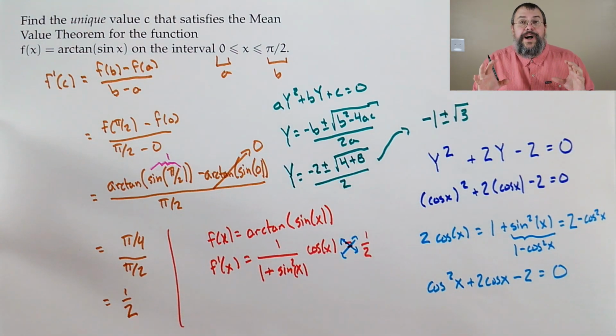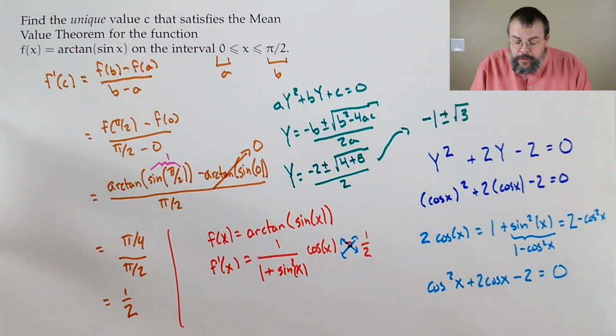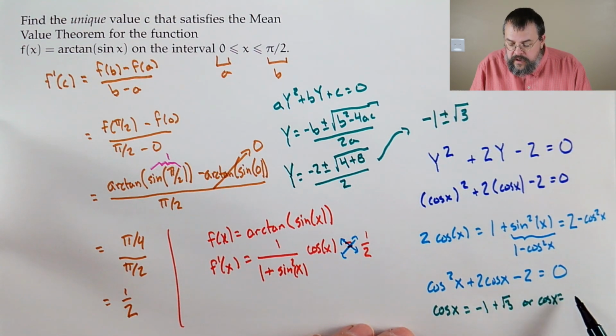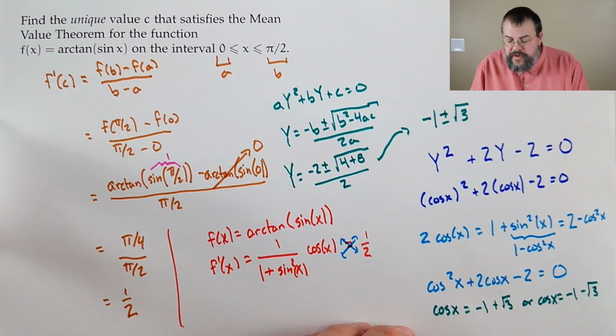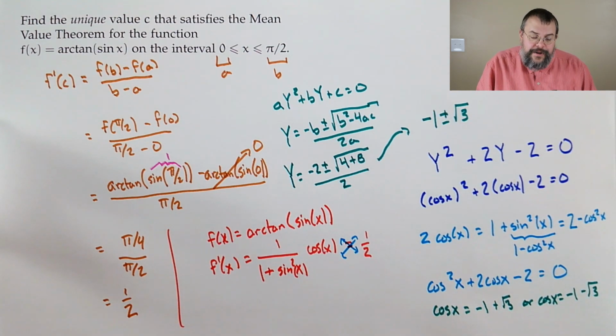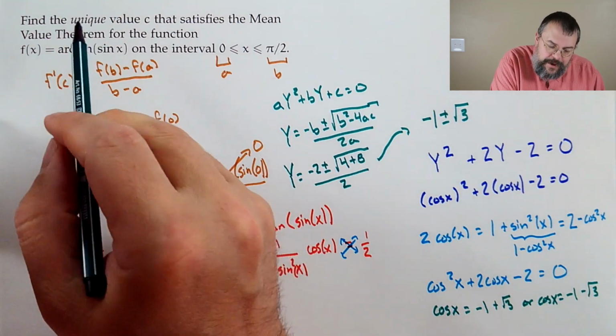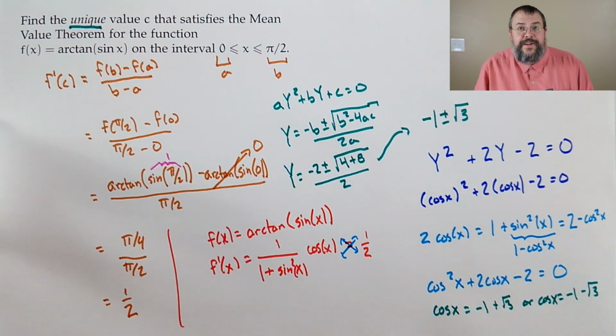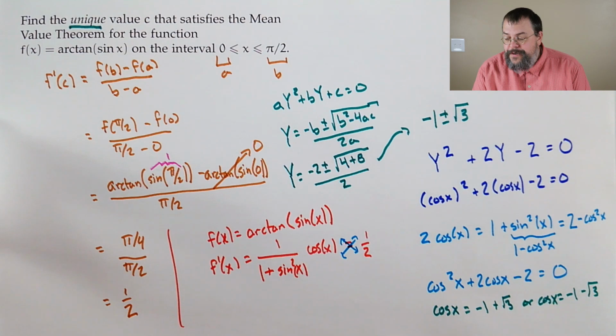So by applying the quadratic formula, we come to the conclusion that there's two possibilities. Cosine of x is equal to negative 1 plus root 3, or cosine of x is equal to negative 1 minus root 3. Okay, well, hold on a second. We were told there to be a unique one. This looks like there's two candidates. Can we rule one of them out? And why?